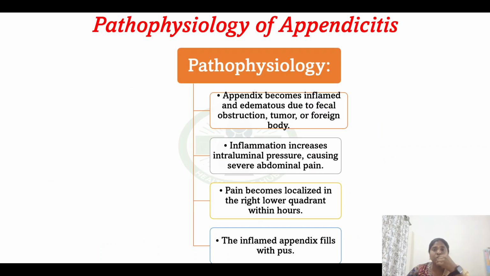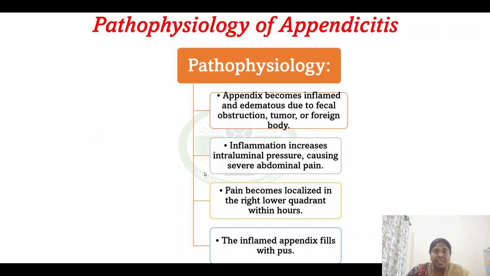When you look at the pathophysiology of appendicitis, it mostly occurs due to an inflamed appendix, meaning swelling of the appendix due to fecal obstruction, hard stool, stuffed stool, due to lack of adequate fluid status. There will be fecal obstruction. The presence of any tumor, benign or malignant, or any foreign body like ascaris, like worms, all these things.